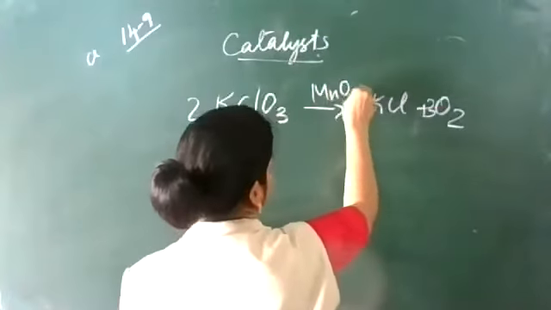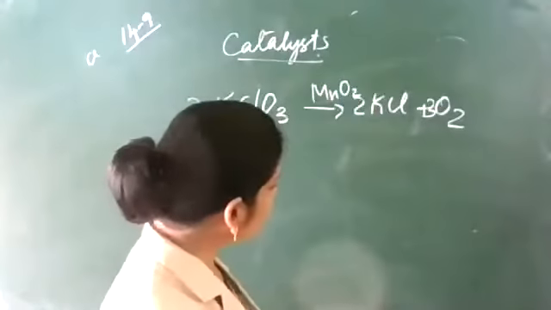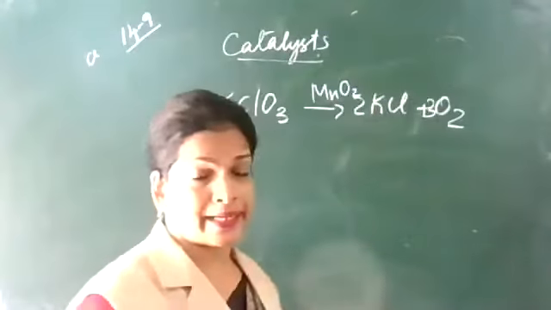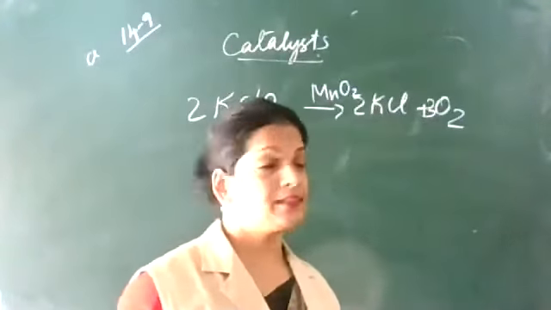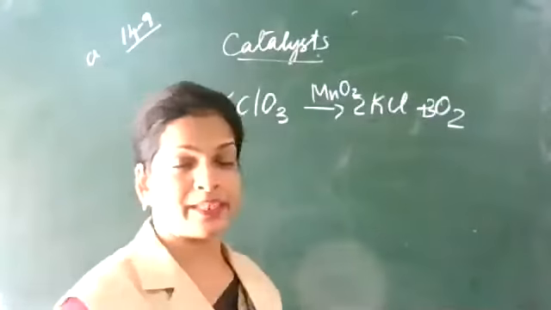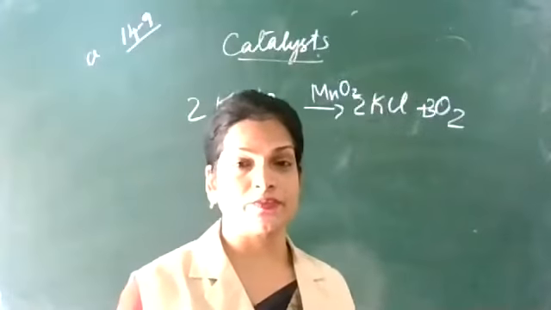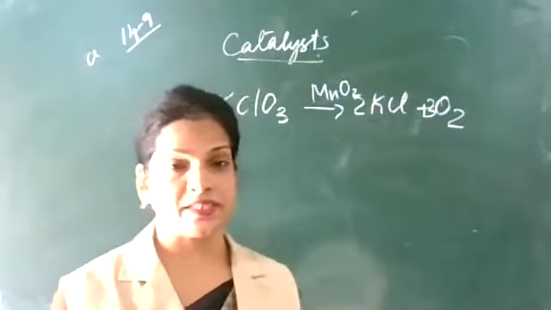MnO2 is used as the catalyst. It increases the rate of the reaction. Sometimes a negative catalyst decreases the rate of the reaction. Anyway, generally we use catalysts to increase the rate of reaction.